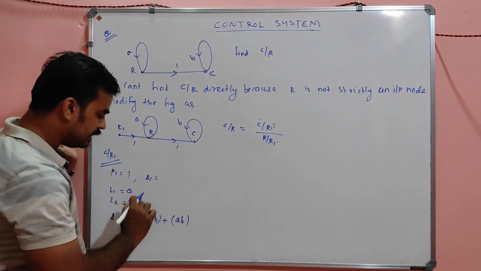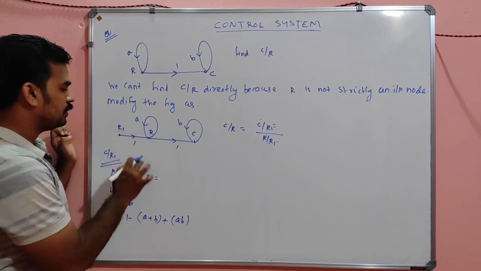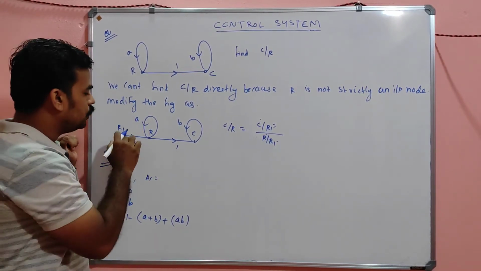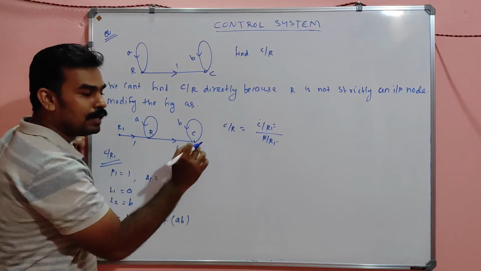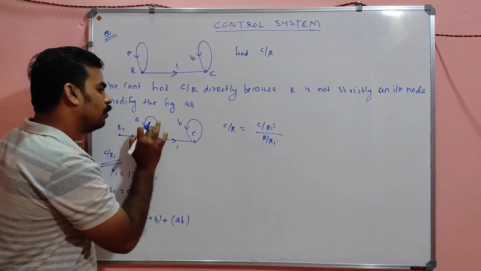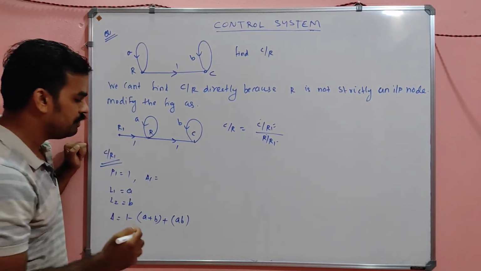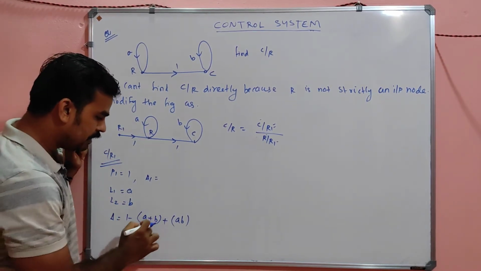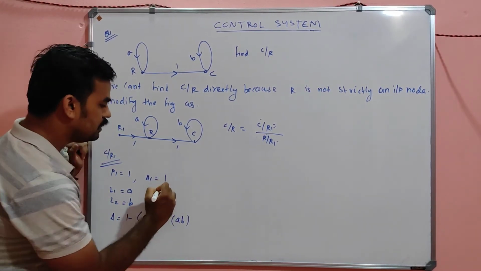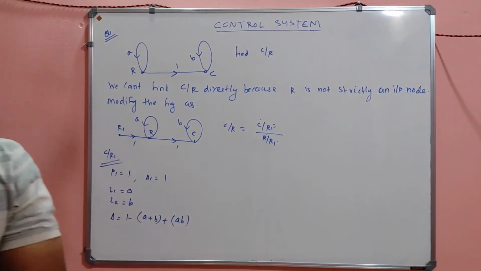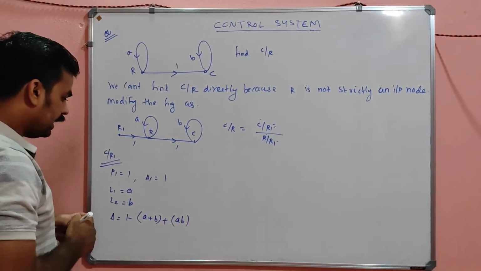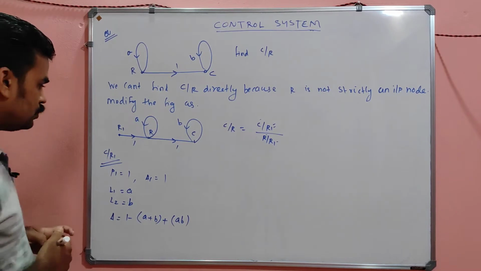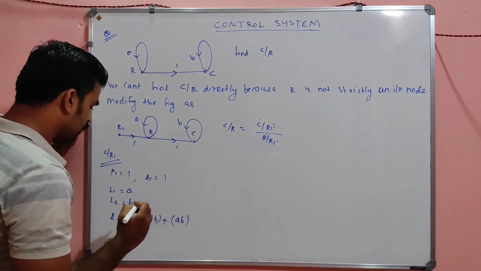Then what will be del 1, my dear? Del 1 is nothing but the same as del, excluding the loops which are touching the first forward path. This is the first forward path, and both of the loops are touching it. So we have to eliminate A and B. Clear? So everything will be eliminated, and del 1 is only 1.